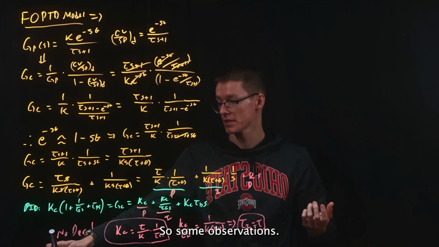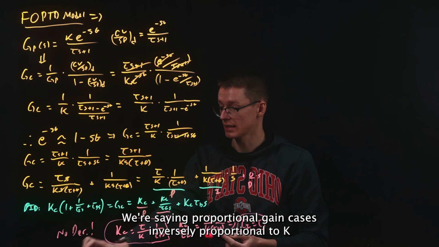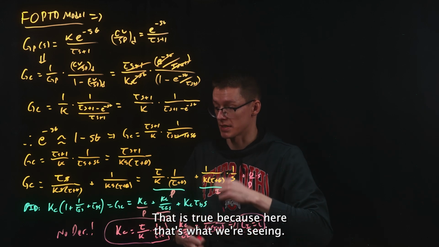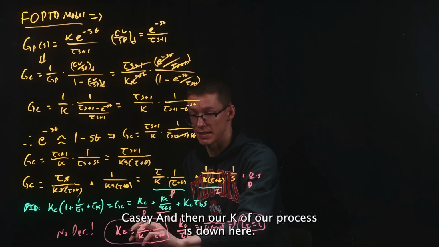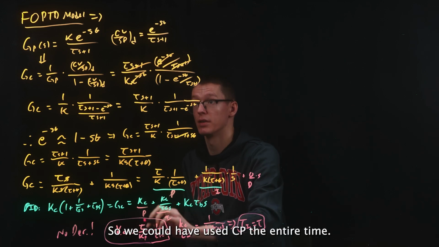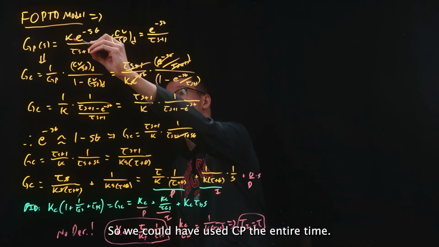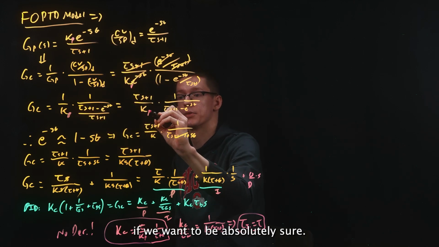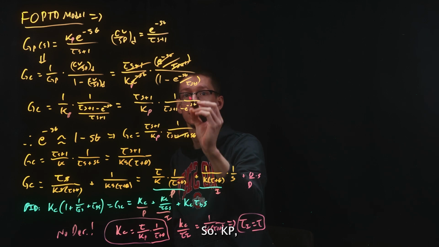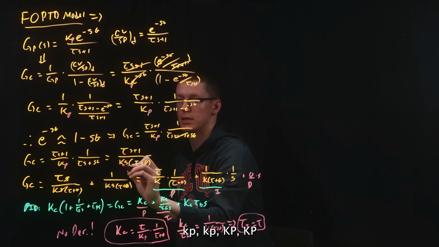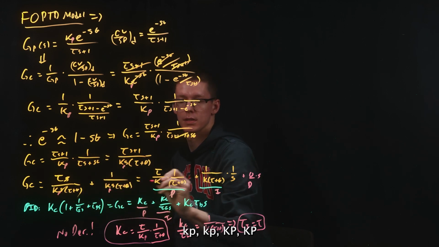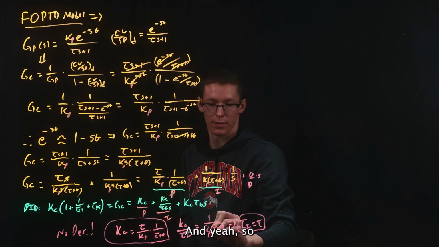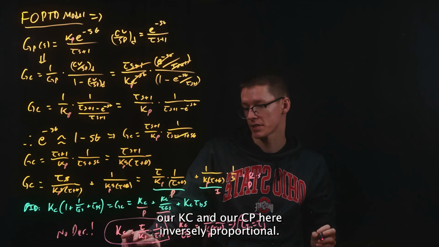So some observations, we're saying proportional gain Kc is inversely proportional to K. That is true, because here, that's what we're seeing. Kc, and then our K of our process is down here. So we could have used Kp the entire time. I could just incorporate it at every step if we want to be absolutely sure. So Kp, Kp, Kp. And yeah, so our Kc and our Kp are inversely proportional.